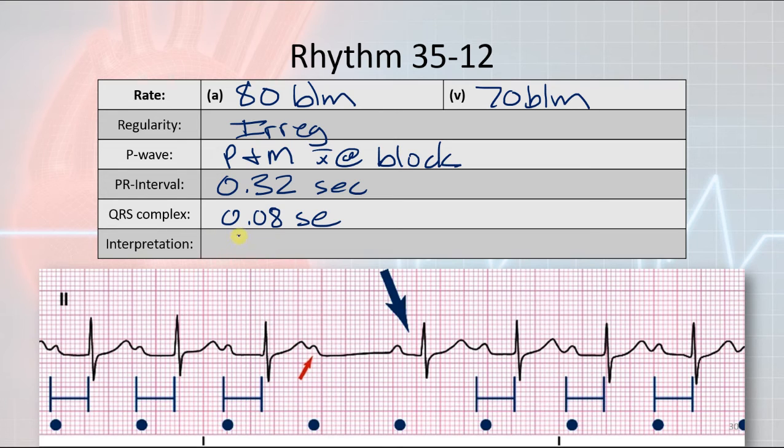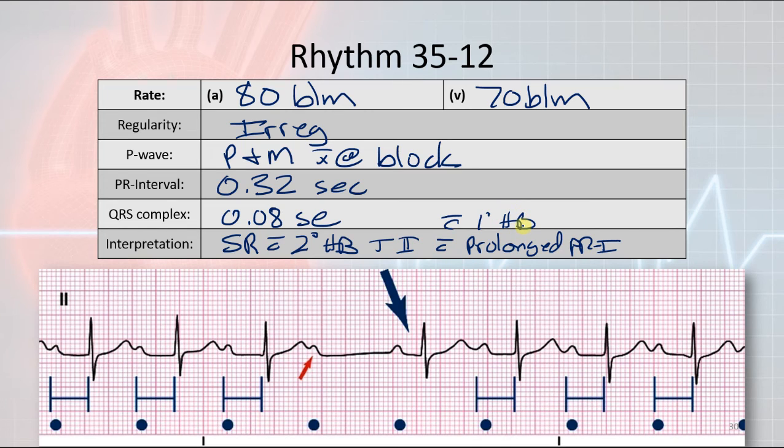Start off with the underlying rhythm. It's a sinus rhythm. Okay. Then we have another problem. We have a second degree heart block type 2, and you can go a couple different ways with this. We still have to document this prolonged PR interval. You could say it's a sinus rhythm with a second degree heart block type 2 with prolonged PR interval, or you could say with a first degree heart block.